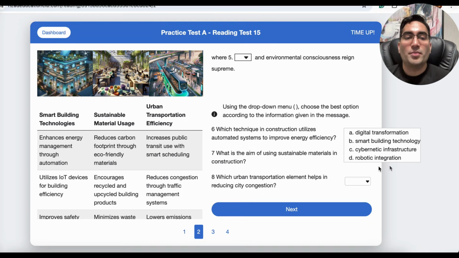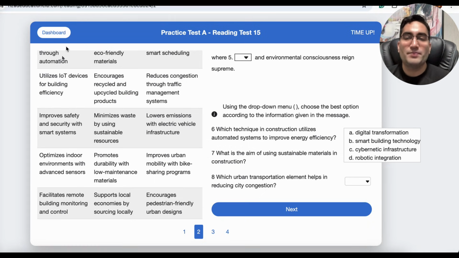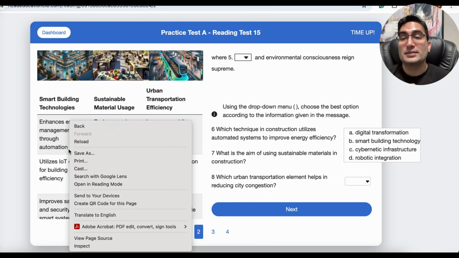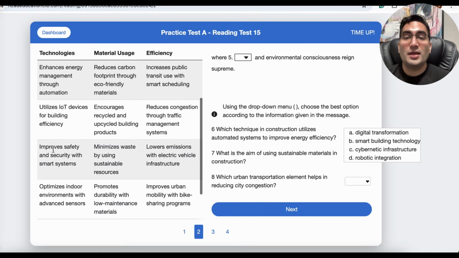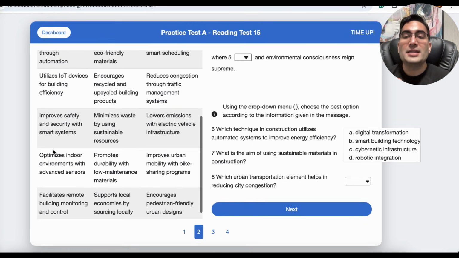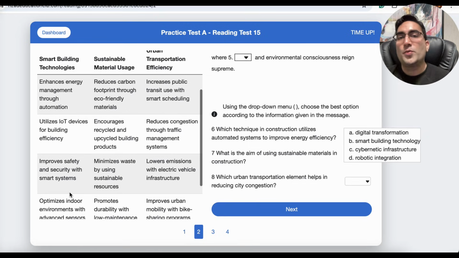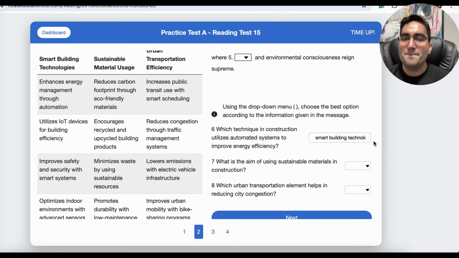Cybernetic infrastructure, robotic integration were not mentioned in this column, and digital transformation may be correct, and that's where you have to decide. This is using a lot of technology, but it's not anywhere showing me words like transformation digitally, or we're moving from analog to digital. So something to support that term specifically is not mentioned, hence I'm going to go with B.